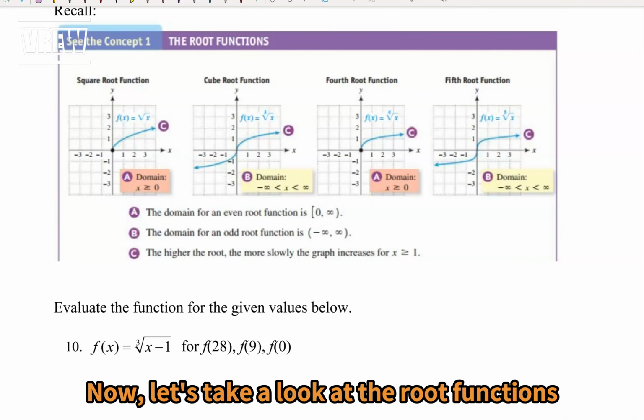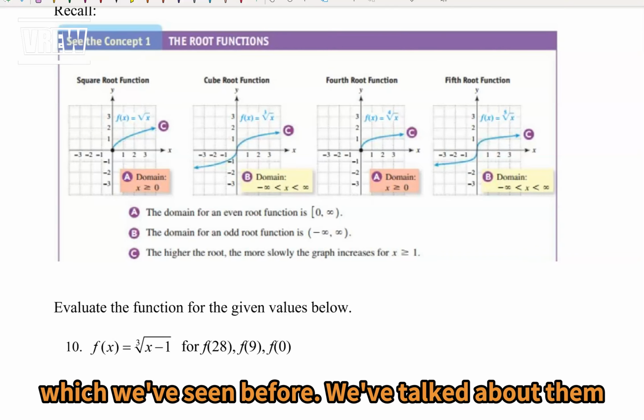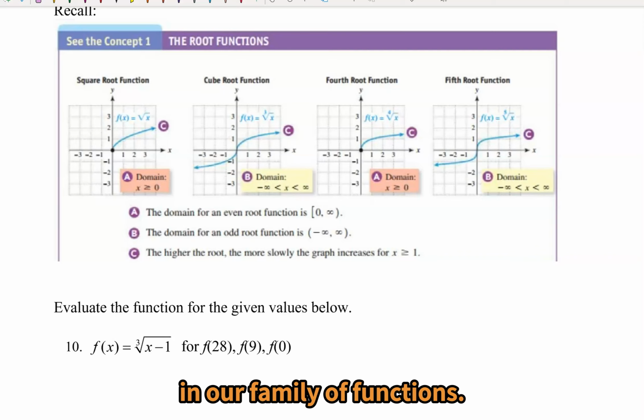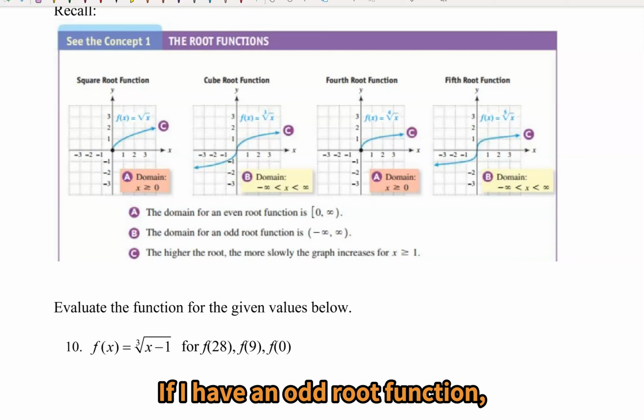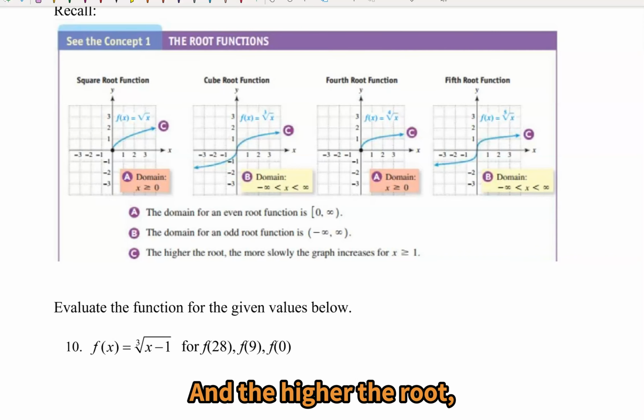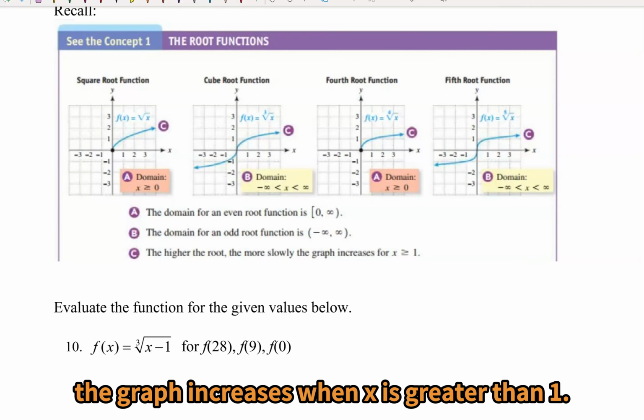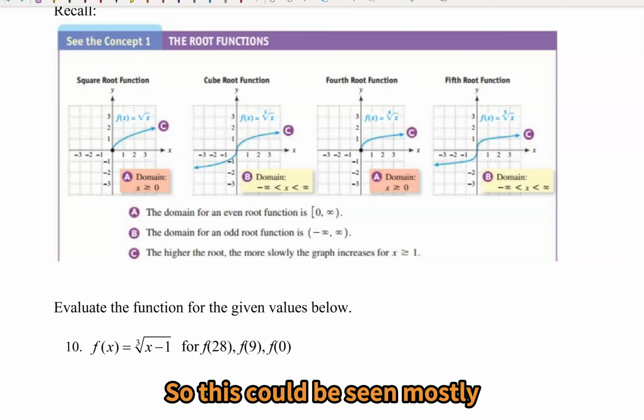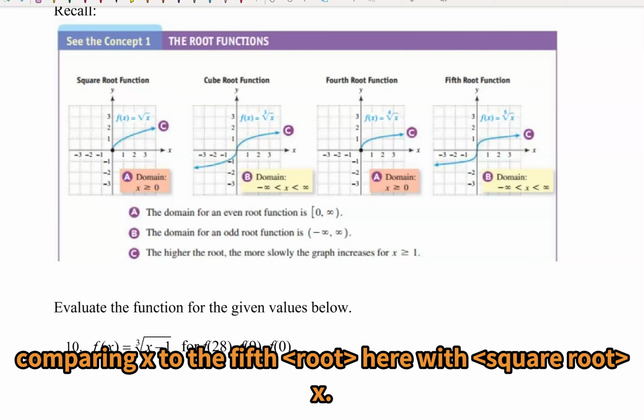Now let's take a look at the root functions, which we've seen before. We've talked about them in our family of functions. If I have an even root function, my domain is 0 to infinity. If I have an odd root function, my domain is all real numbers. And the higher the root, the bigger that index is, the more slowly the graph increases when x is greater than 1. So this could be seen mostly comparing x to the 5th here with x squared.